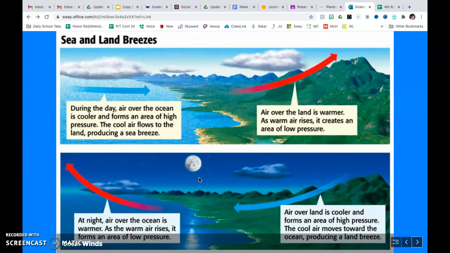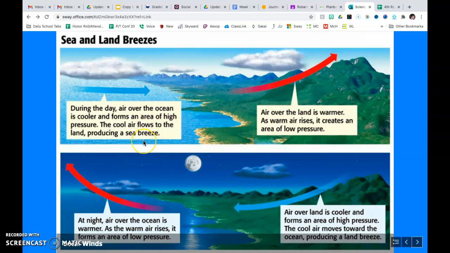So let's talk about what causes sea and land breezes. Now, we just spoke about global winds, and that's due to the Coriolis effect, convection, the rising and falling of the wind, cool air, warm air. So now let's deal with local winds for just a second. If you've ever been to the beach, you may have wondered this.